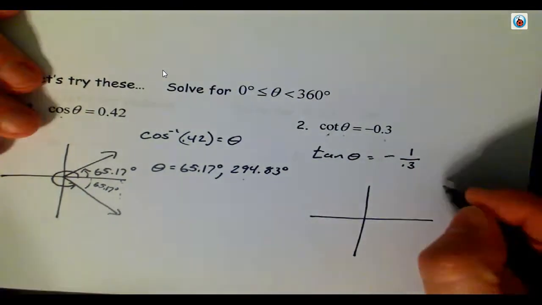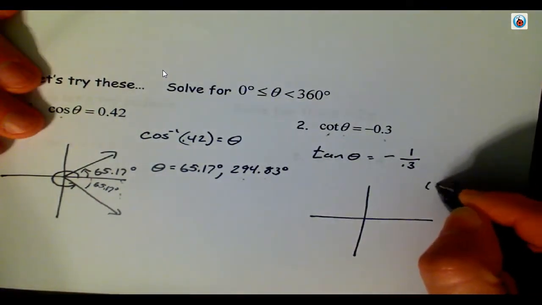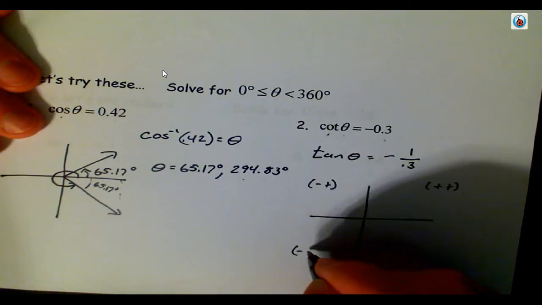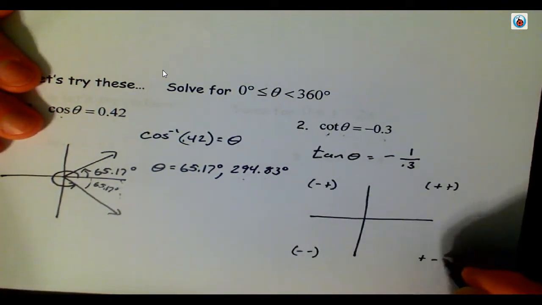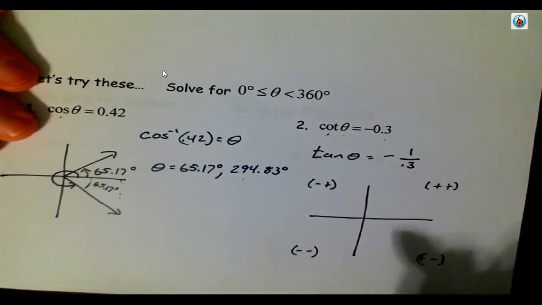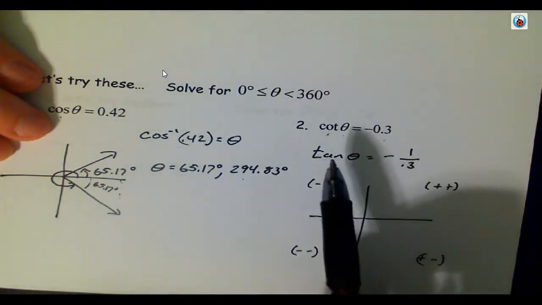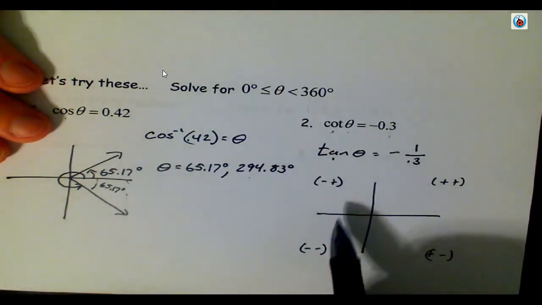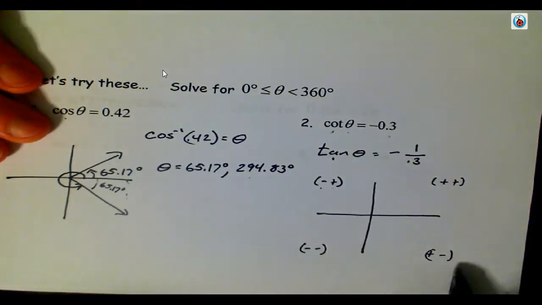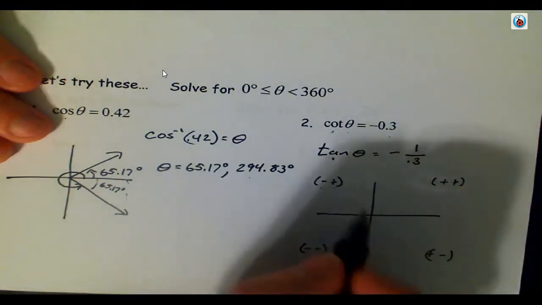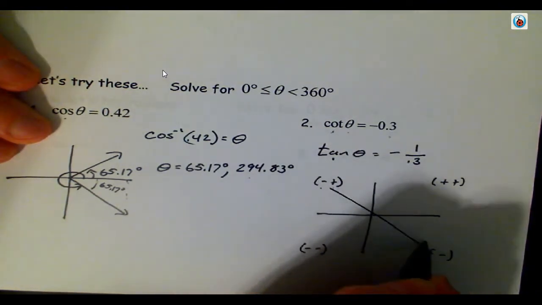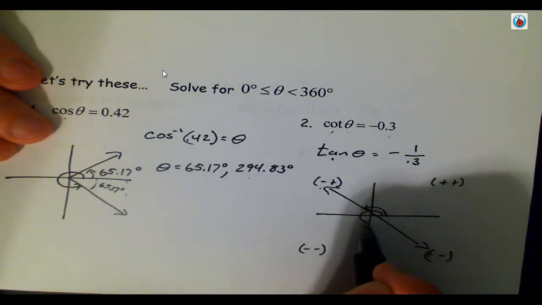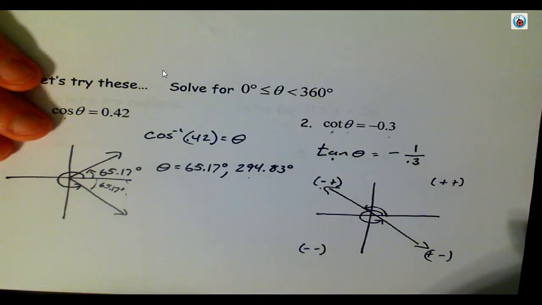Alright, let's think about this. The charges over here are plus plus, negative plus, negative negative, and positive negative. Which two quadrants would a fraction turn negative for tangent, which is y over x? It's where one is negative and one is positive, right? Okay, so I'm looking for this angle and this angle. Those are the two angles that I'm looking for.